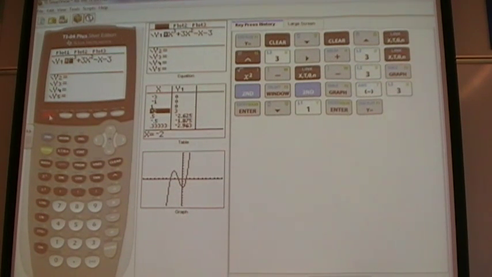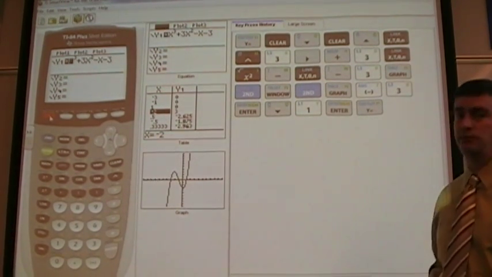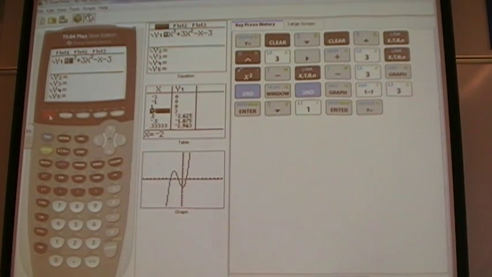How do you get the 3 exponent? Hit the caret button right here, and then 3. You can also hit math 3 and it'll give you the exponent too. Okay, now what? Did you type in the equation? X cubed plus 3x squared minus x minus 3.